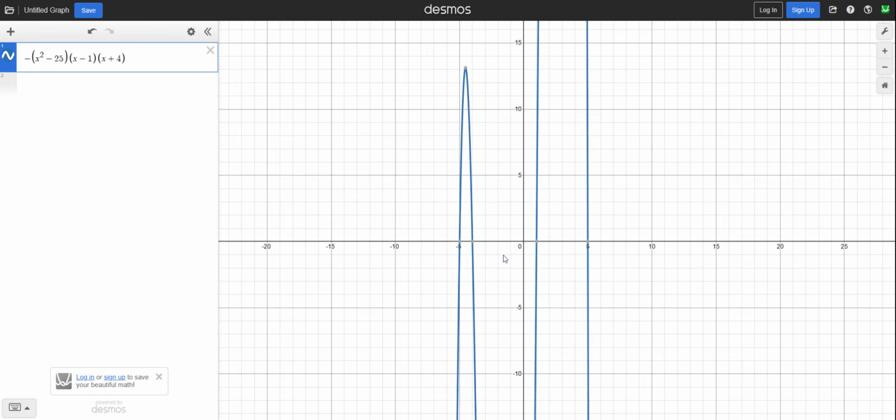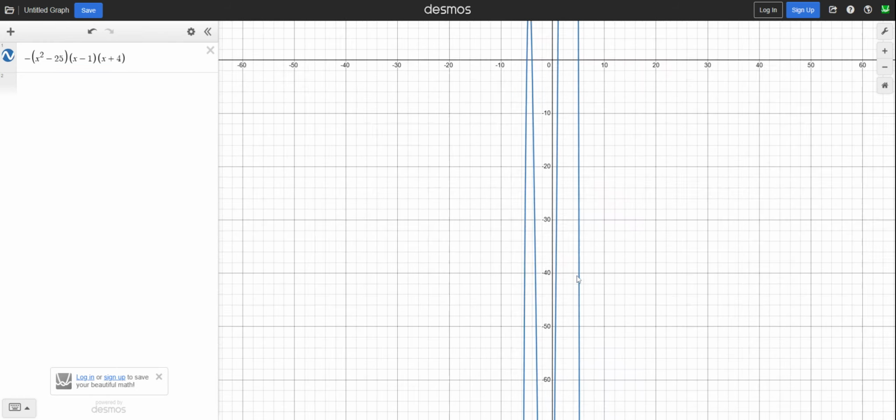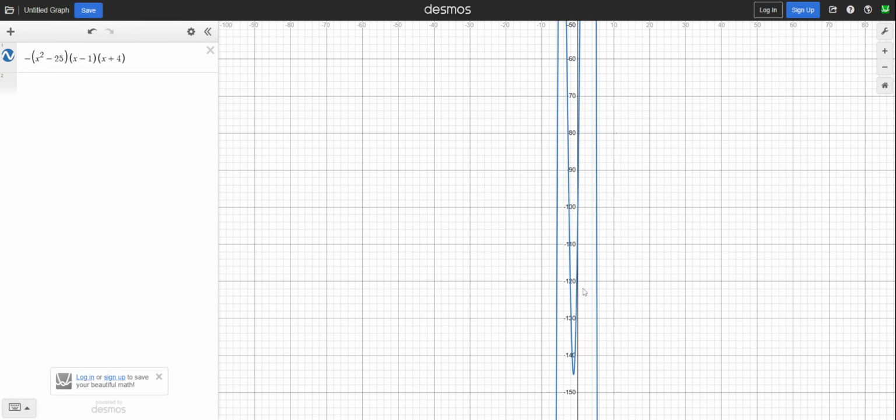Scroll down and out until we get to the y-intercept. And we find out it is 0 and negative 100. Now, the next thing I'm going to do is graph it here so that I don't have to keep moving around.